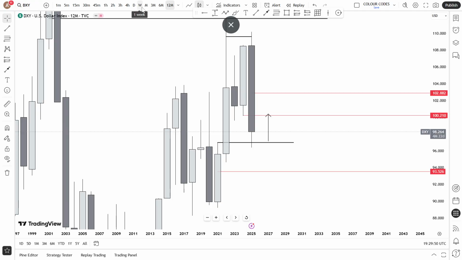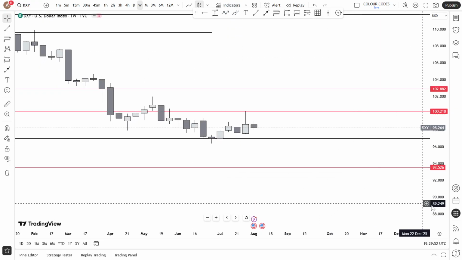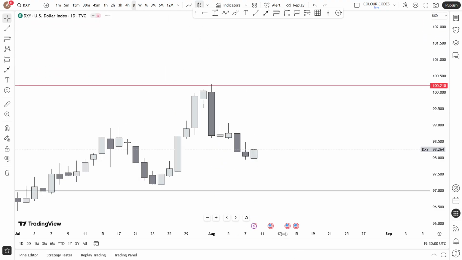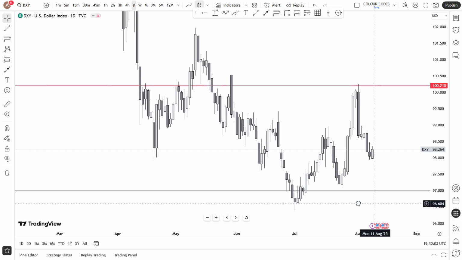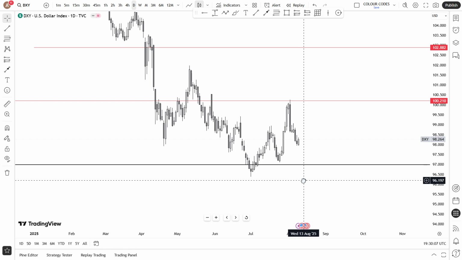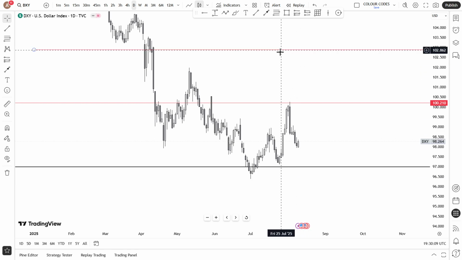So let's go back to the weekly time frame. On the weekly time frame, it looks like this particular red line has been filled already, but the higher time frame is saying it hasn't been filled. So we'll listen to the higher time frame. Then the second line up here would be our TP.